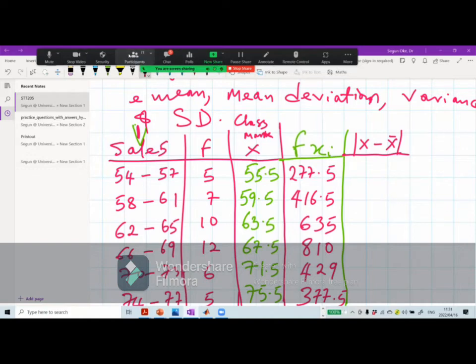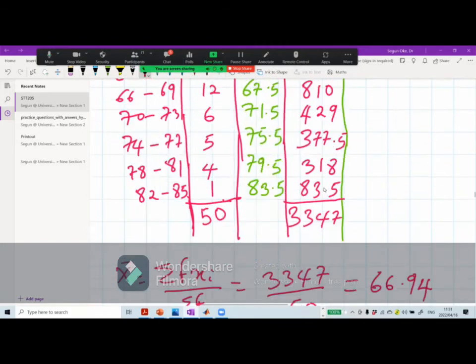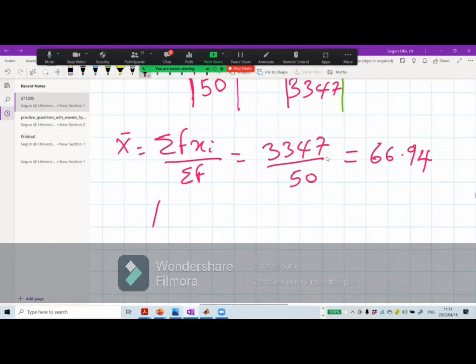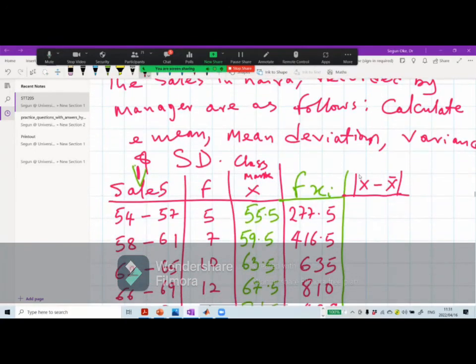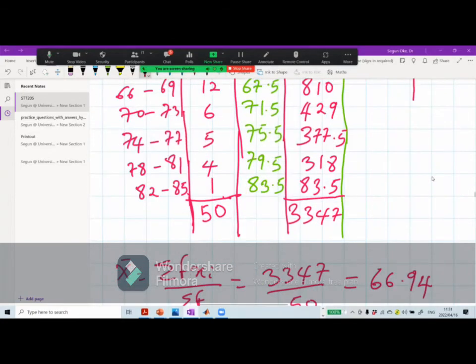Minus 11.44. Now, remember I told you it should be positive. The absolute value of minus 11.44 is 11.44. Do you agree? Yes, sir. So there's no negative because of that absolute value. So please take notes and write it down.